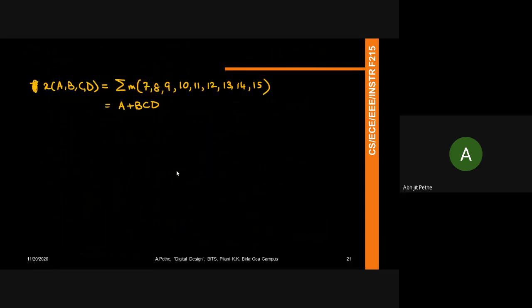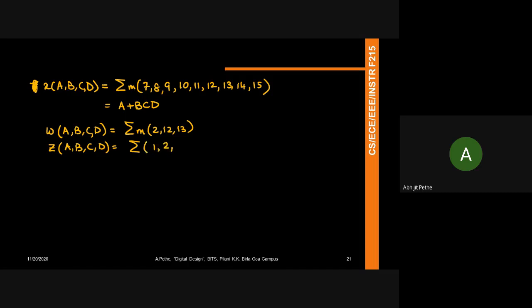Let's take a specific example. Let's assume that we want to generate, and I'll give you a clue, a function W, which is given by sigma m(2, 12, 13). And I want to generate a function Z that is given by sigma m(1, 2, 8, 12, 13). Can somebody quickly drop the Boolean expressions for these?